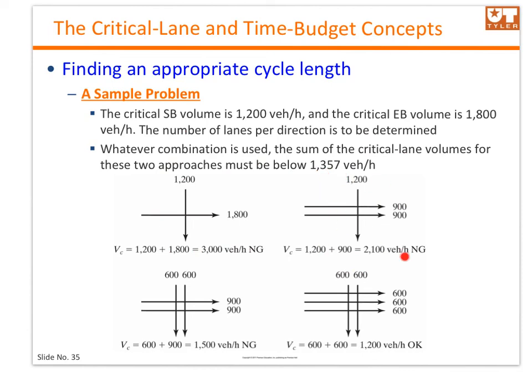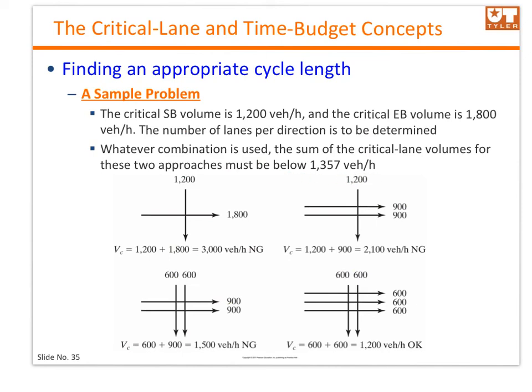That's also not good. Now we move to, how about having two lanes in the north-south bound and two lanes in the east-west bound? So now the 1200 that was for only one lane, I'm going to divide into two lanes, 600 per lane, while in the east-west bound I'm going to have two lanes, so the 1800 is now going to be 900. If I sum the 600 plus 900, that gives me a volume of 1500 vehicles per hour, which is still higher than what I calculated.